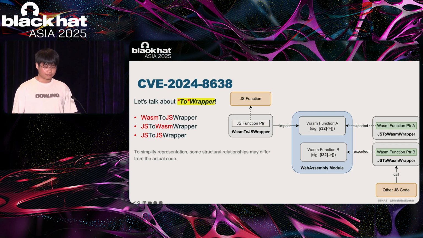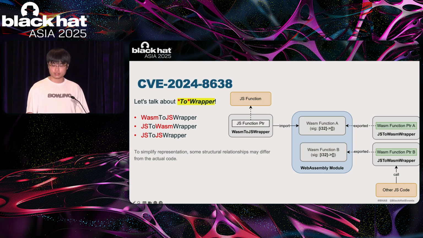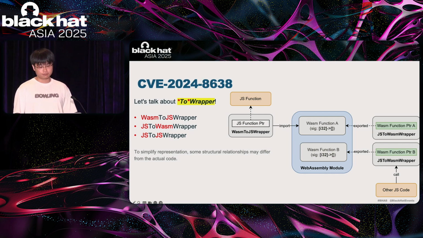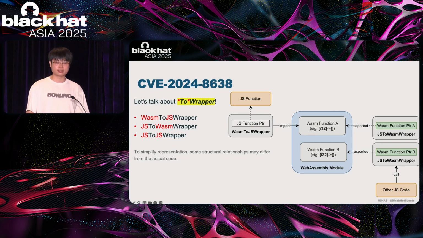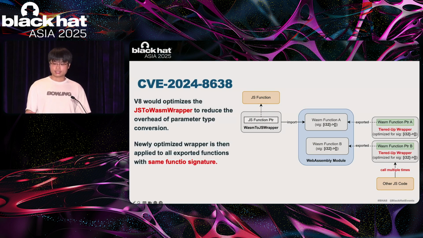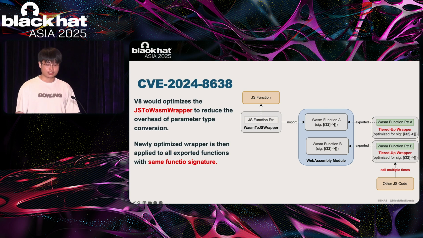In this diagram, we illustrate the relationship between different wrappers and components. As shown, when a JS function is about to be imported into WebAssembly, it must first be wrapped by a Wasm2JS wrapper. This ensures that when WebAssembly calls the imported JS function, the wrapper correctly converts WebAssembly types to JS types and vice versa. Let's take a closer look at how the V8 engine optimizes the performance of these wrappers.